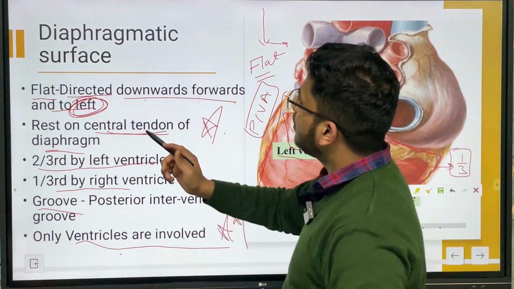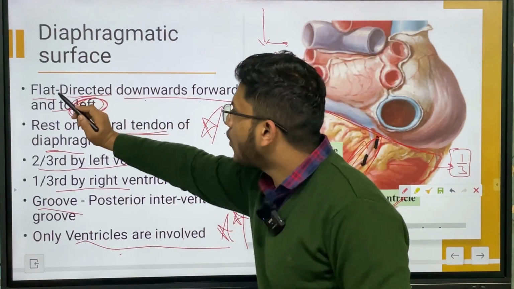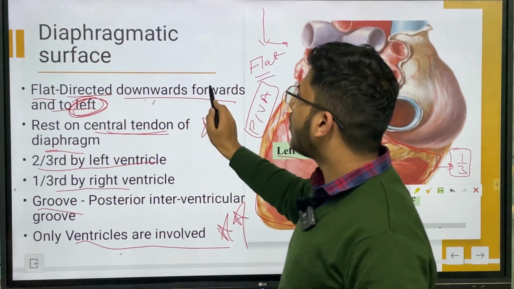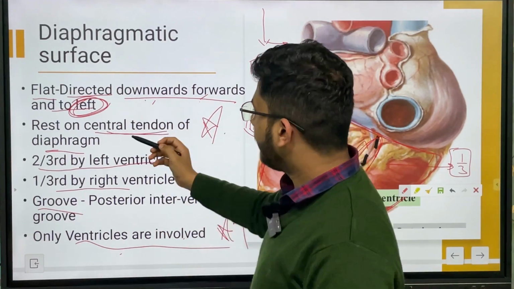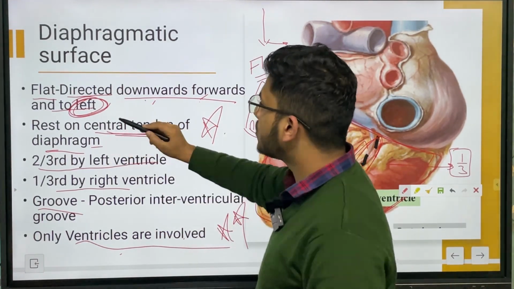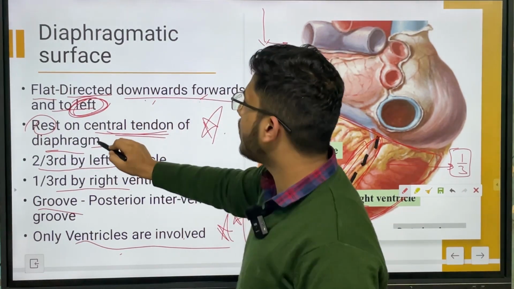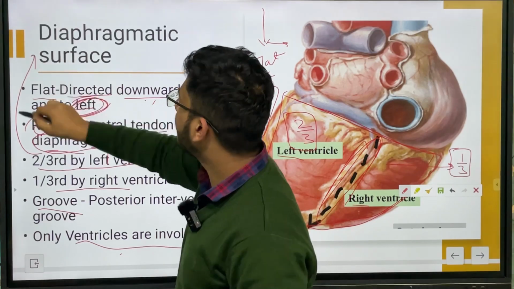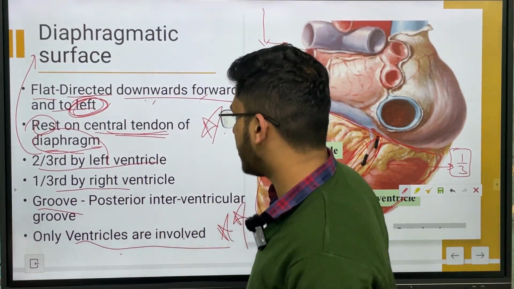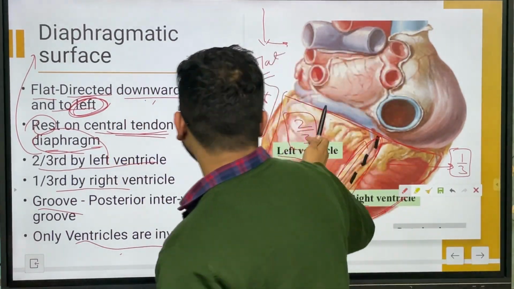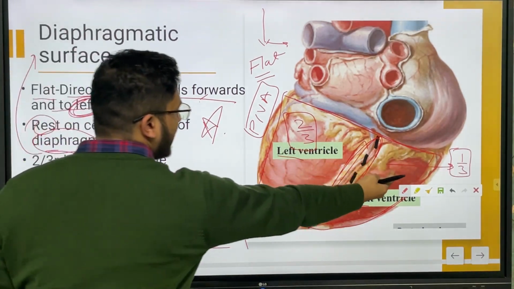So let's sum up the diaphragmatic surface. First of all, it is flat, it is directed downwards, forwards and to the left. It rests on the central tendon of your diaphragm, so it is known as the diaphragmatic surface. 2/3 by your left ventricle and 1/3 by your right ventricle.